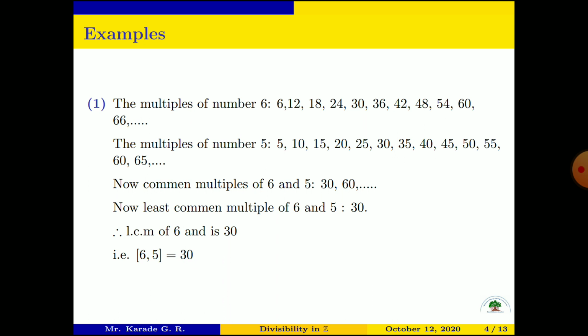Therefore the LCM of 6 and 5 is 30. In the next line we have written that the LCM of 6 and 5 is 30. Okay, so this is the very simple procedure to find the least common multiple of two given integers.